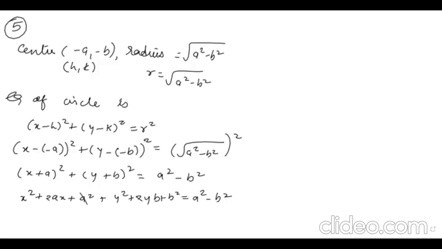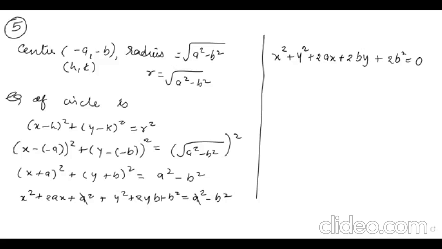You can see that here a square and a square will get cancelled out, whereas b square will get added. So x square plus y square plus 2ax plus 2by plus 2b square equal to 0. This is the equation of circle.